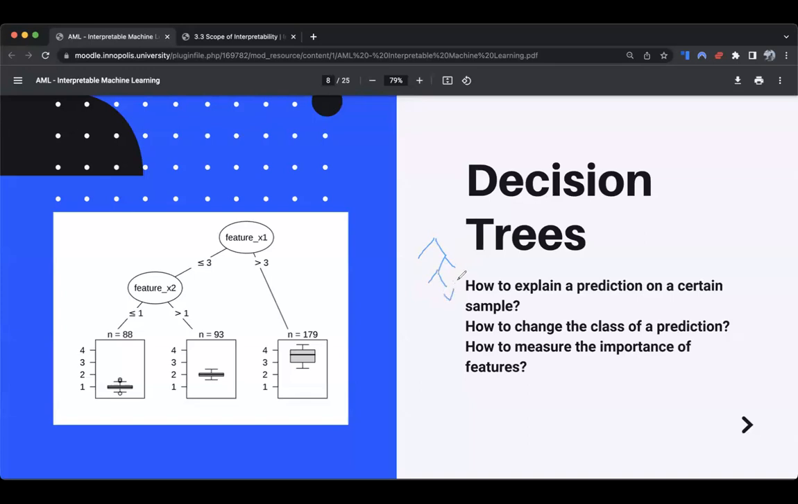This is positive, this is negative, and this is positive. If your client comes to you and says, I was negative here, how can I change that? How can I change that decision? What would you tell the client?